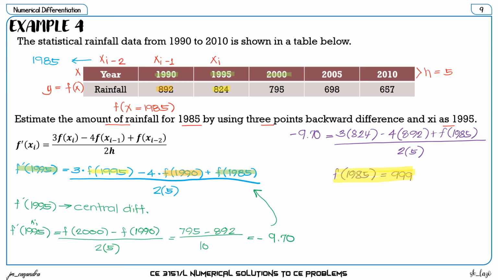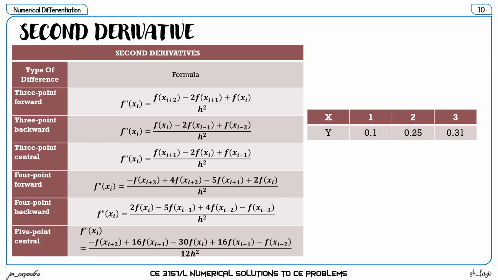Okay, so that's for the first derivative. Next we have the second derivative. We'll have a different set of formulas for the second derivative for different types of differences. For the second derivative, the minimum number of points will be 3 points, unlike the first derivative, which has a minimum of 2 points. So we also have your forward, backward, and central equations.